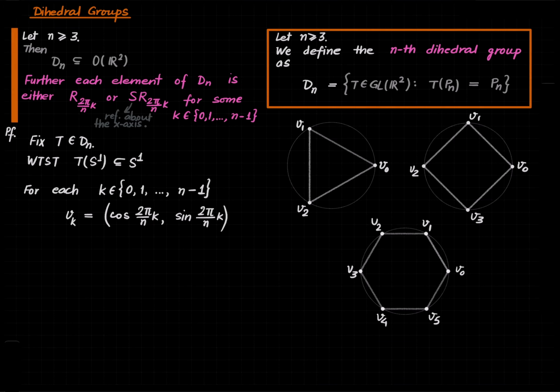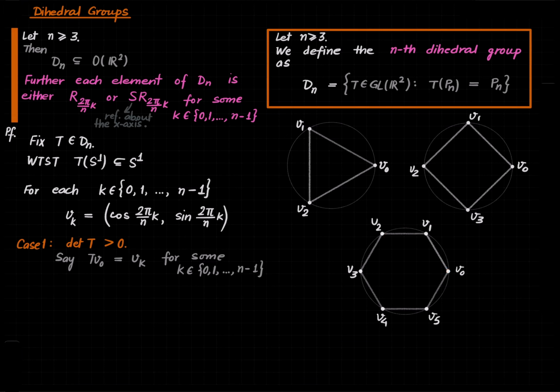And now we will consider two cases. Case 1, the determinant of T is positive. Similarly, there will be another case where the determinant is negative. That will be an exercise. So say T of v0 is vk for some k. And in the hexagon example, all we are saying is suppose T of v0 is, for concreteness, v2.